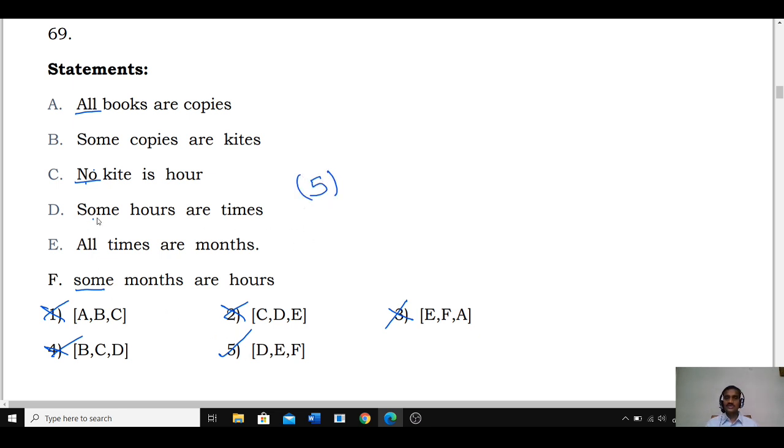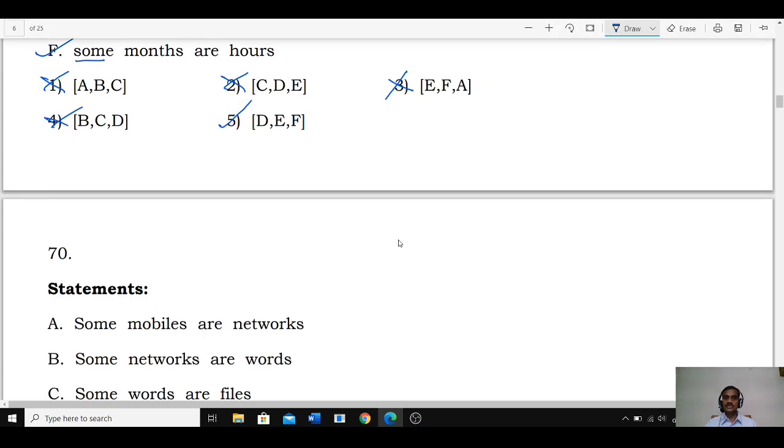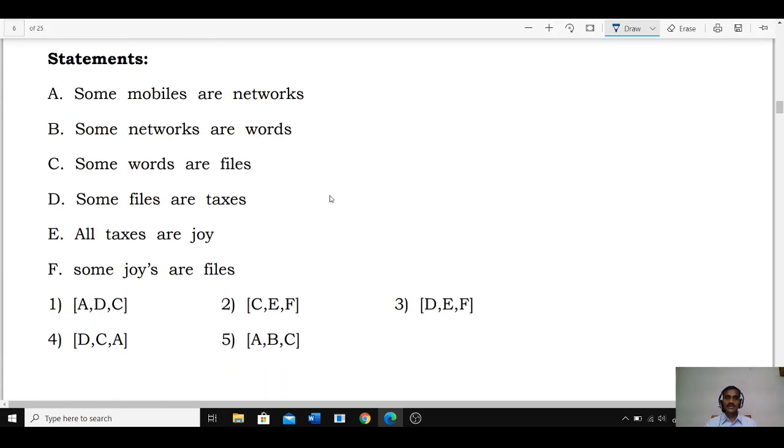Choice, for doubt, check once. Some hours or times, cross and cross. All times are months, tick and cross. Middle term time is distributed. And some hours are months. Some months are hours, some hours are months is one and the same. Choice for 69. Then 70.